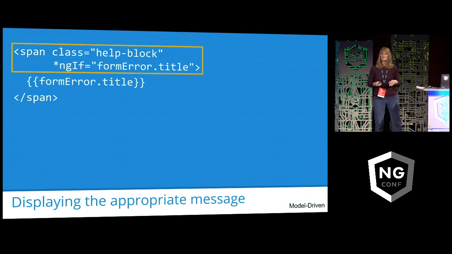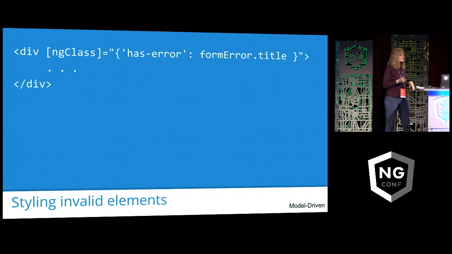So all we're doing is, if the code puts something into that form error collection and the title element, we're going to display it and we're going to turn it on. Same thing for turning it red. If there is an entry in that title element of the form error collection, we're going to turn it red.